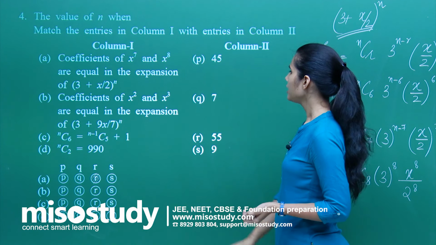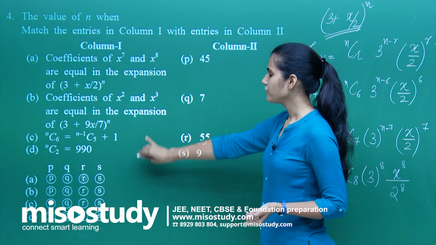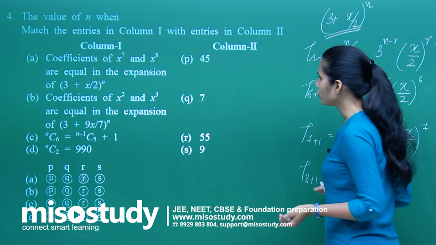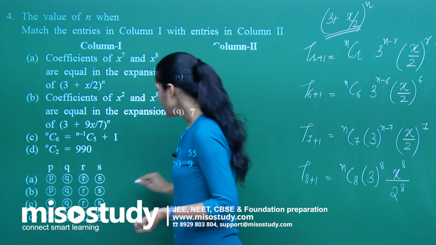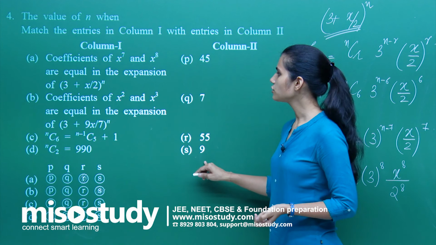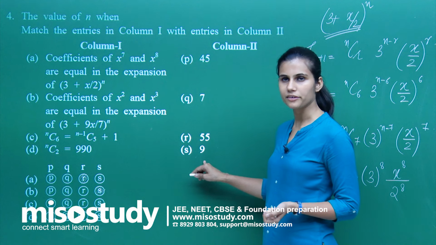Exactly in a similar manner, coefficients of x square and x cube are equal in the expansion of (3 + 9x/7)^n. Exactly in the same fashion, when you follow, what is it that you get? You basically get B getting matched to S. It is for n equals 9 that coefficients of x square and x cube are equal in the expansion of (3 + 9x/7)^n.